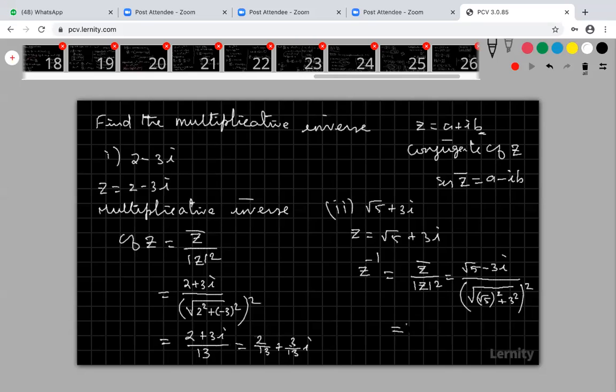So therefore this becomes root 5 minus 3i divided by root 5 the whole square, which is 5 alone. My 3 square is 9. This square root and square will be cancelled. So 9 plus 5 is 14. Therefore, my multiplicative inverse is root 5 divided by 14 minus 3 divided by 14 of i. So this is my multiplicative inverse.